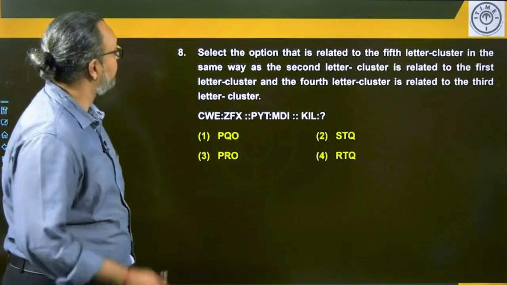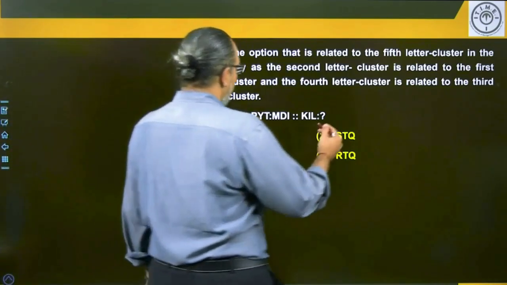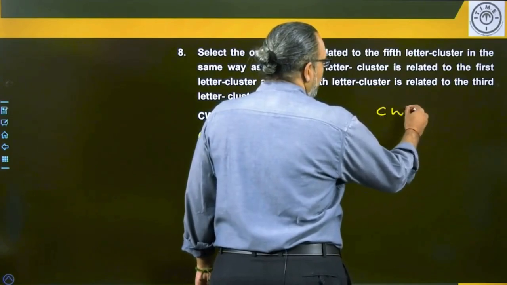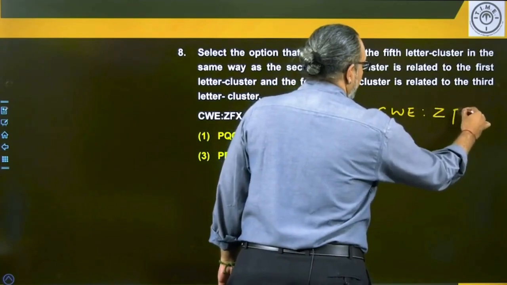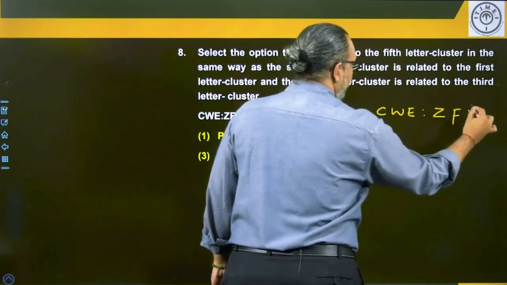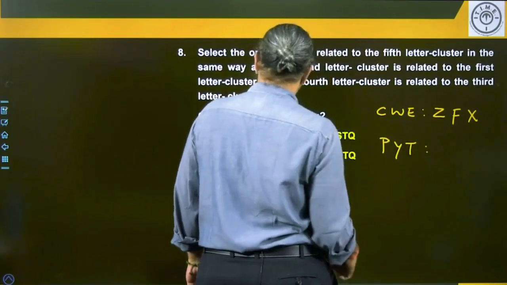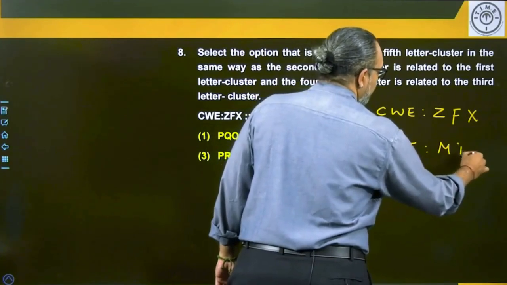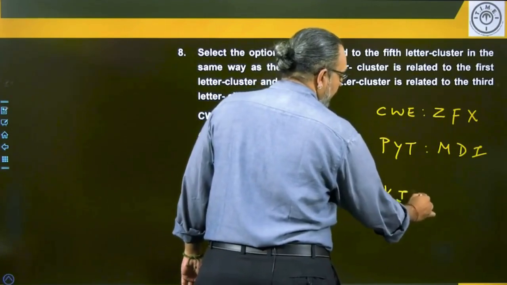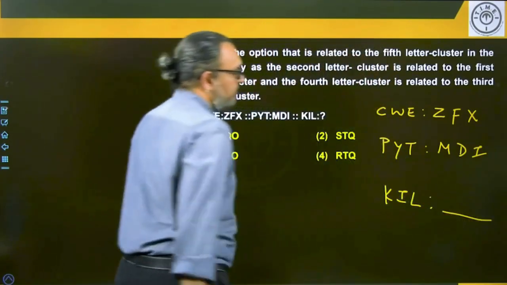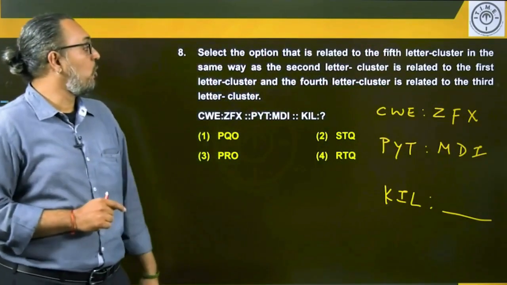Next. Right. So now again we have letter analogy. So let us take this. We have C, W, E. We have Z, F and X. Then we have P, Y, T and M, D, I. And then we have K, I, L, and what is the option? Now again the first thing you check is whether there is any vowel to vowel relation happening.